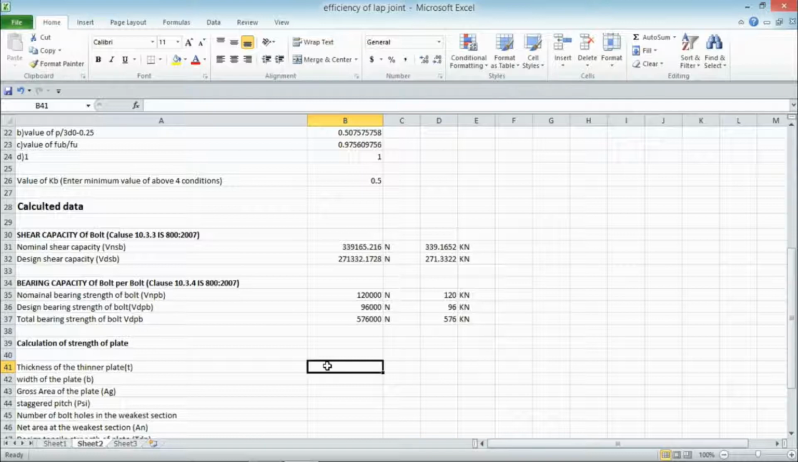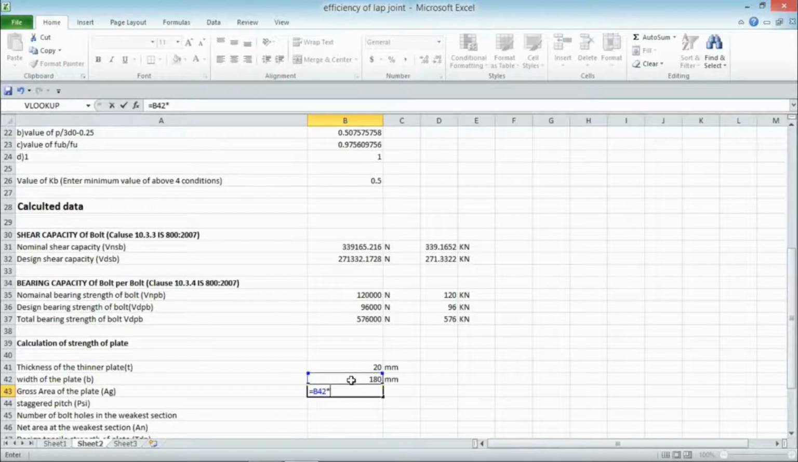So to calculate efficiency, after calculating bearing capacity and shear capacity of bolt, we need to calculate the strength of the plate in tension. The strength of the plate in tension is of two types: net tensile strength of the plate and solid gross tensile strength of the plate.